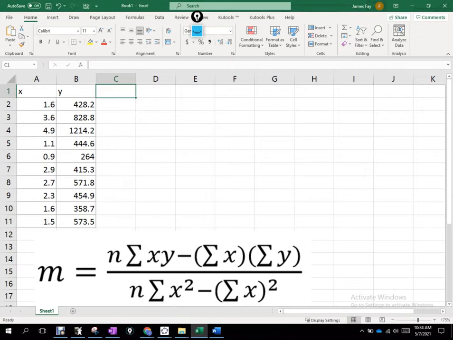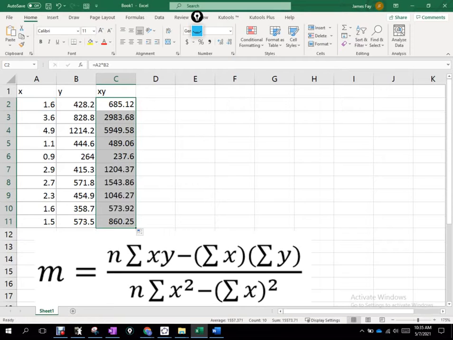Let's just go through this as we see it. So let's find XY. I'm just going to write XY as my header. XY means I'm going to take these two cells and multiply them together. So I take that cell times that cell, which gives me the product, and then we can just drag that down, and that gives us the product of X and Y. So that's nice.